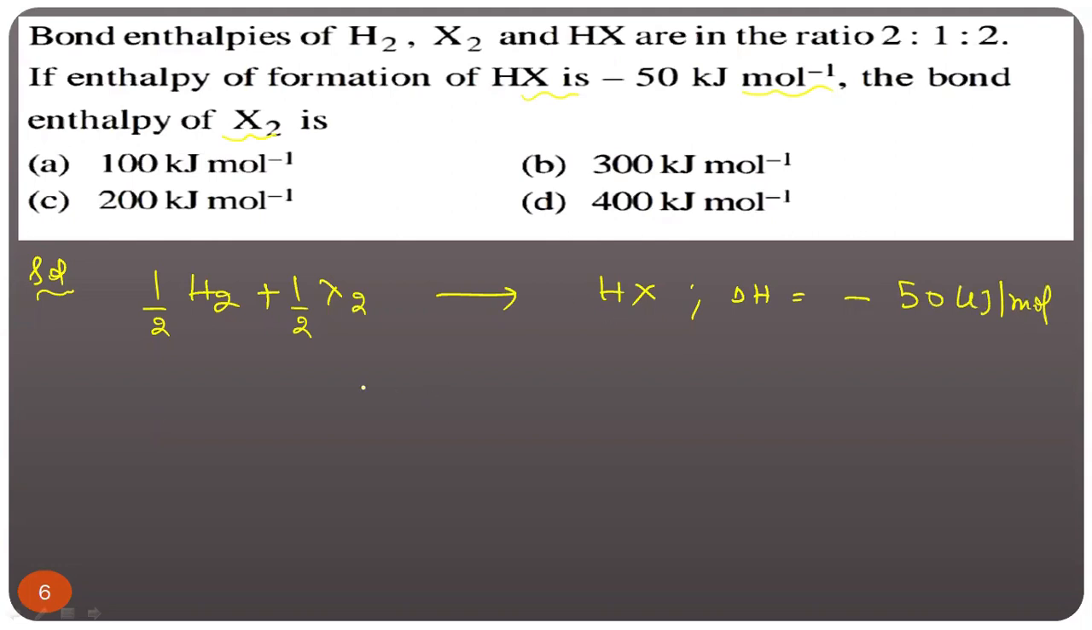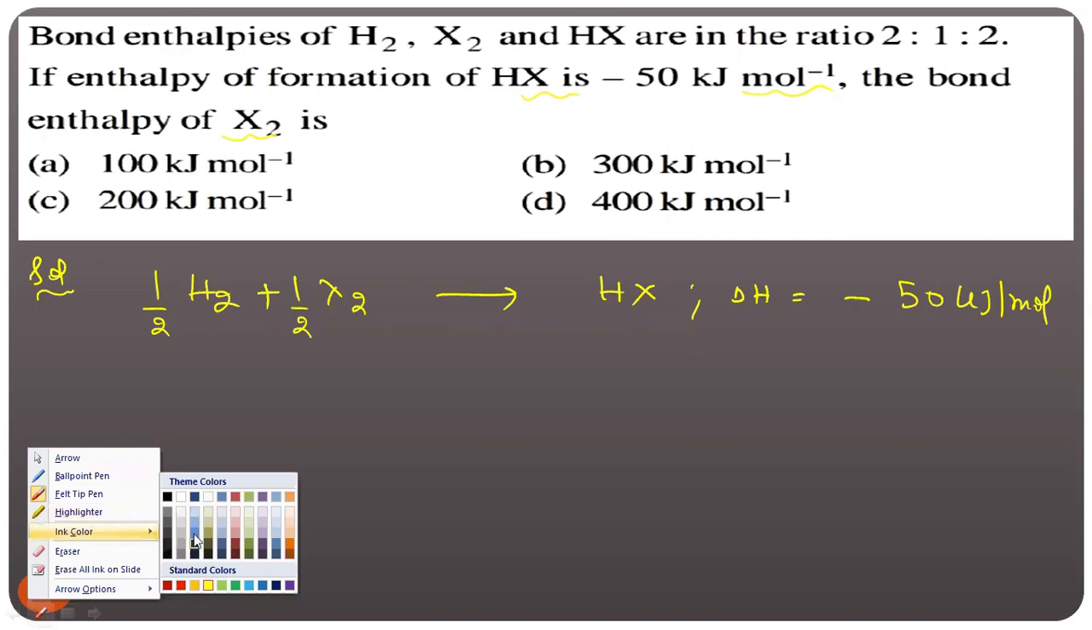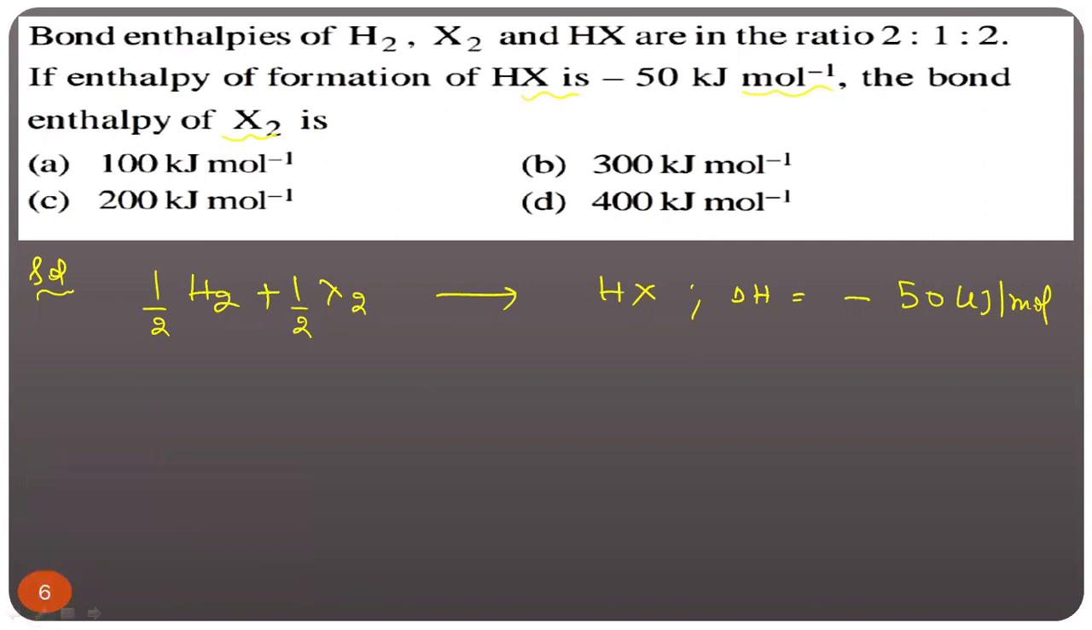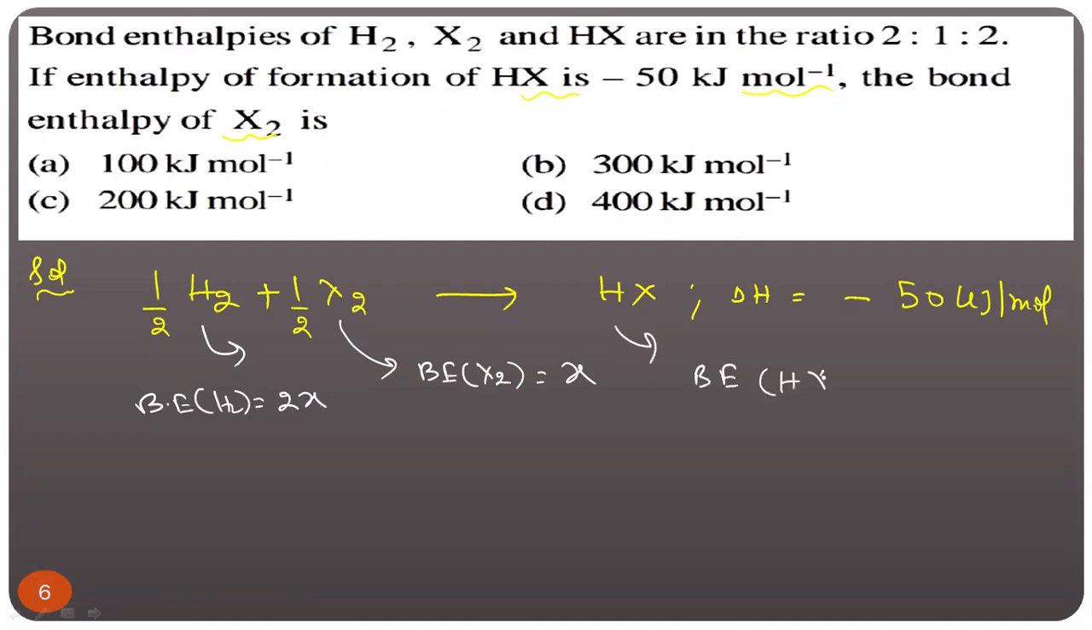Clear? Now it is given in the question. Question को पढ़ो अच्छे तरीके से. The bond enthalpies of H2, X2 and HX are in the ratio of 2 tends to 1 tends to 2. Suppose the bond energy of X2, let's assume x. So the bond energy of H2 will be 2x, yes, and the bond energy of HX will be equal to 2x also, because 2 tends to 1, so 2x also.